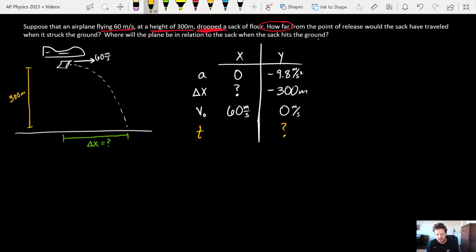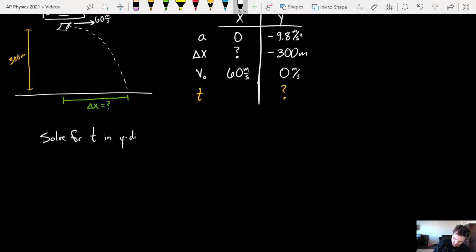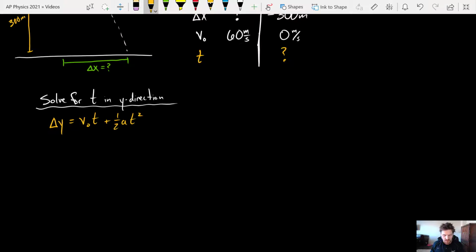Okay, so I need to pick an equation. Lo and behold, it's the exact same equation we were using last time. All right, let's do it. Delta Y is equal to initial velocity t, 1/2 at squared. I know the initial Y in this problem was 0.